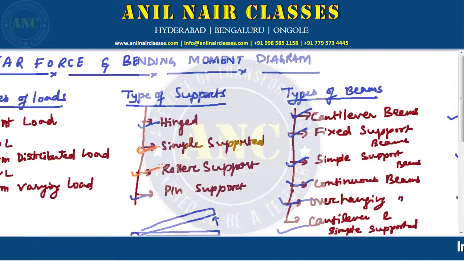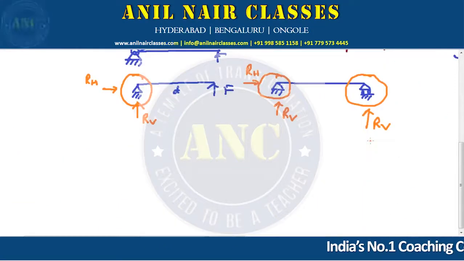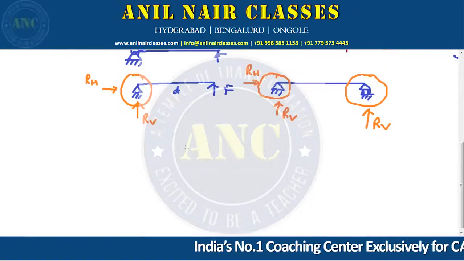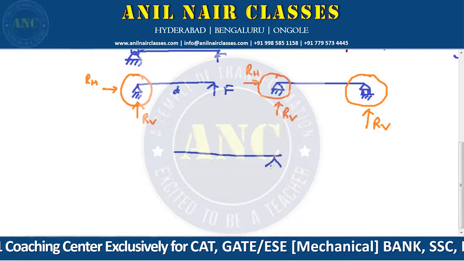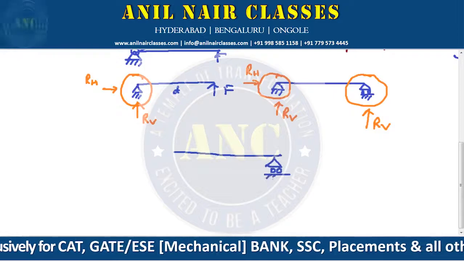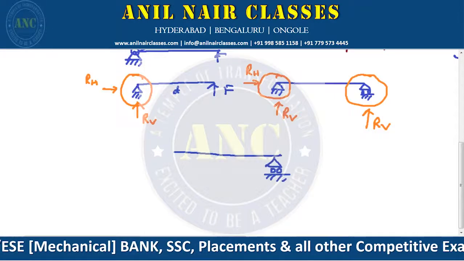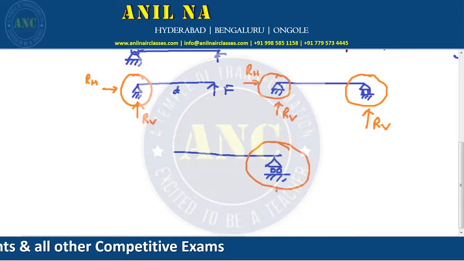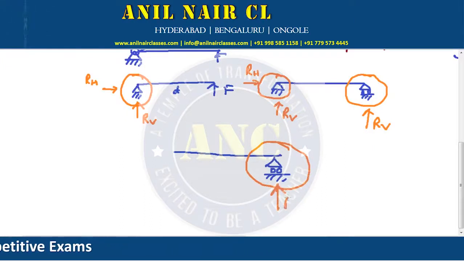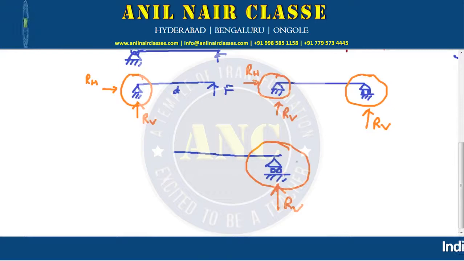Now coming to roller support. You can see I have already shown the roller support. In a roller support, there will be only one reaction force. If this is a body supported with a roller support, and I want to convert this roller support into a reaction force, then there will be only one reaction, on the vertical side. There will be no horizontal forces.